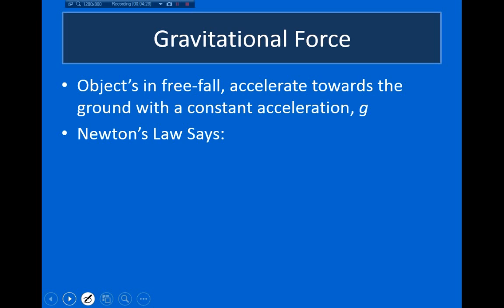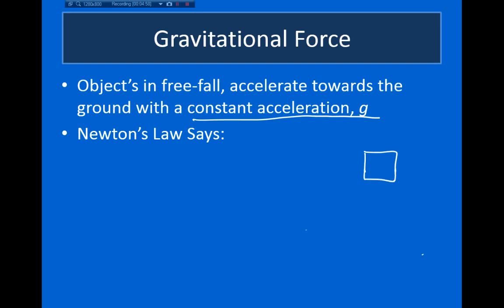So we've looked at what happens if the net force is 0, or what happens if the net force is not equal to 0. We haven't really talked about what forces are. And so now I want to go ahead and introduce two forces. The first force I want to introduce is the gravitational force. So we know that objects near the surface of the Earth will accelerate towards the ground with a constant acceleration that's equal to g.